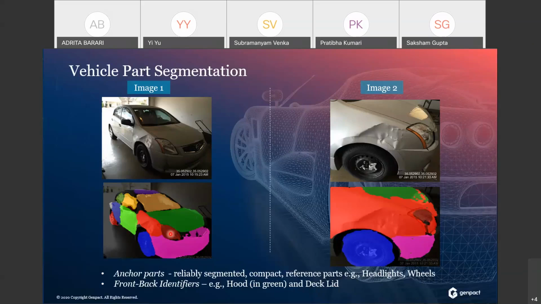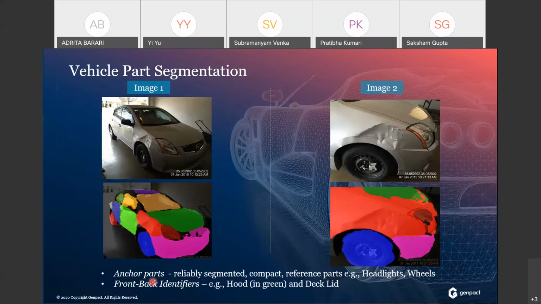If an anchor part is chosen, for example this part over here, which is very long in nature, the variance of the rest of the points from the centroid will be really high, and it cannot be considered a good approximation of the centroid of the entire part. So for our case, headlights and wheels, after careful experimentation, have been found to be good, reliable parts, which give us good results.